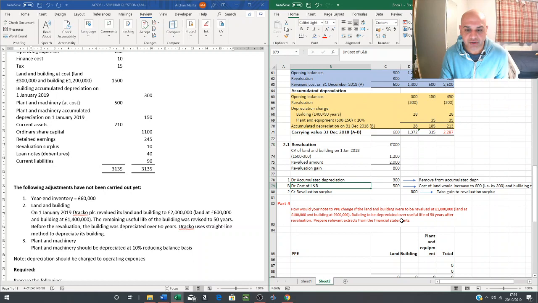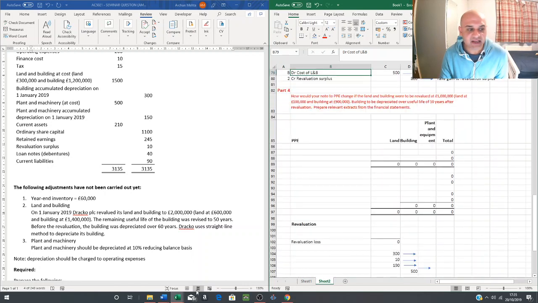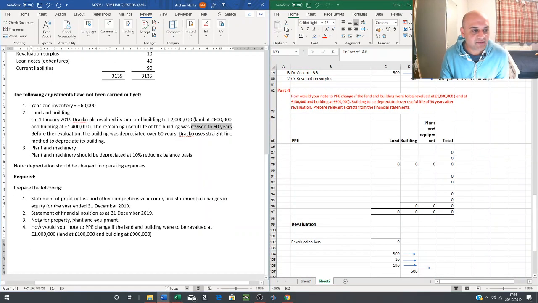Cool, good. Now let's look at the last note over here, which says how would your note to PPE change if the land and building were to be revalued at 1 million. Oops. So the cost was 1.5 million. By the way, this is an independent transaction, nothing to do with the rest of the question, right? So we are assuming instead of this happening in note 2, where the land and building goes up, it's going to go down, to 1 million. How would it change? Land becomes 100,000, building at 900,000.